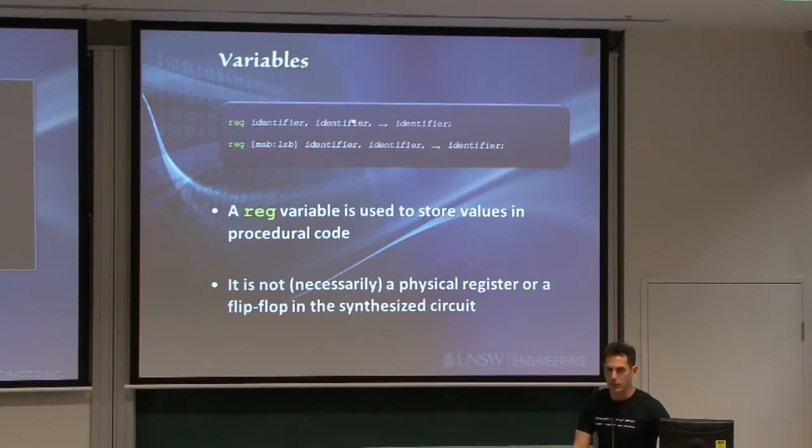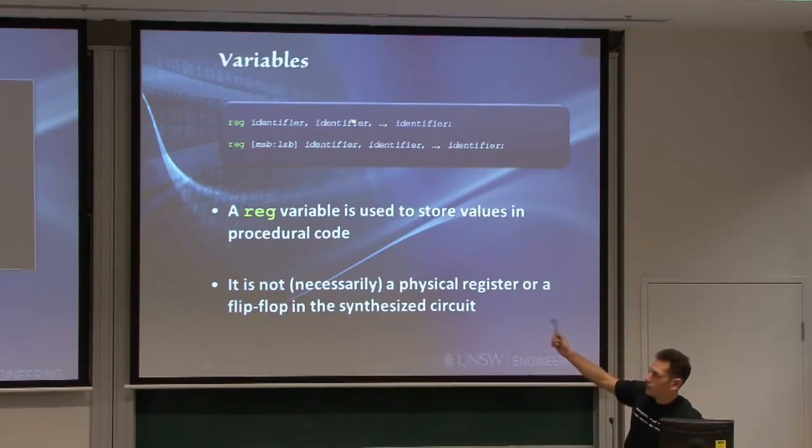So that's about variables. The other important thing, by the way, variables only live in procedural code. You can't use them in the concurrent statements. You can't continuously assign something to a register. You can't use the assign keyword and have a register on the left-hand side. It's two sort of different parts of the Verilog.